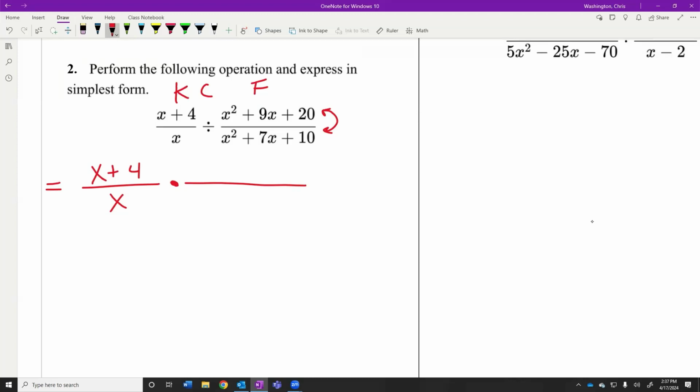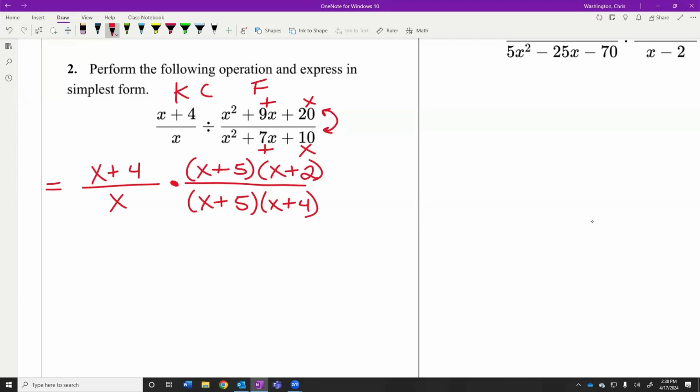So what can we multiply to get 20 that adds to give us 9? 5 and 4. That goes in the denominator, because we're moving that x squared plus 9x plus 20 to the denominator. So the x plus 5 and the x plus 4 are in the denominator, not the numerator. And then the denominator, what was the denominator? We had 10, what can we multiply to get 10 that adds to give us 7? 5 and 2.